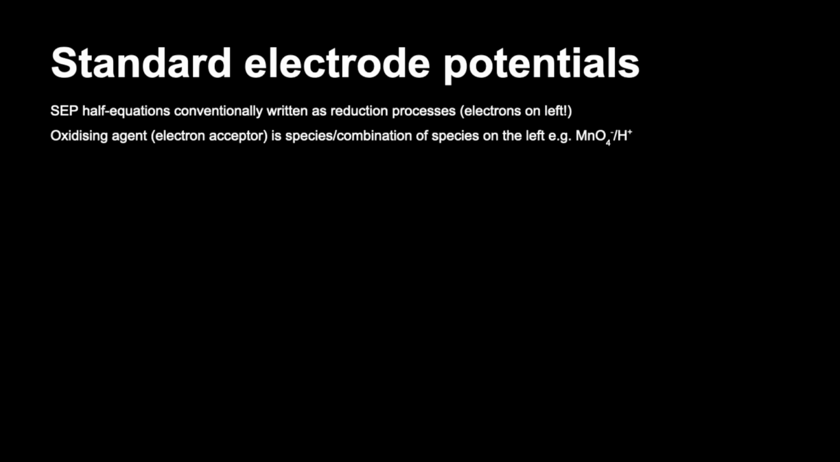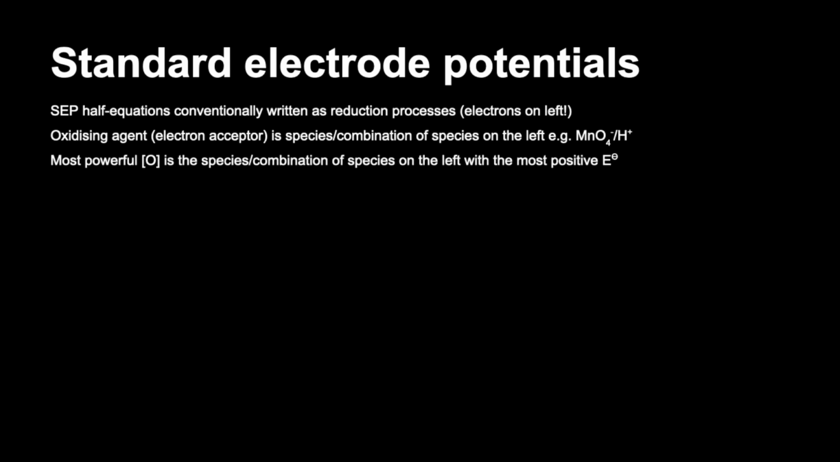So we'll move on to standard electrode potentials now. It's quite a lot on this slide. So first of all, standard electrode potential half equations are conventionally written as reduction processes. So gain of electrons. Electrons are on the left. The oxidizing agent, the electron acceptor, is the species or combination of species on the left-hand side. The most powerful oxidizing agent is the species or combination of species on the left, but they've got to have the most positive standard electrode potential. So obviously that's going to be supplied in a table.